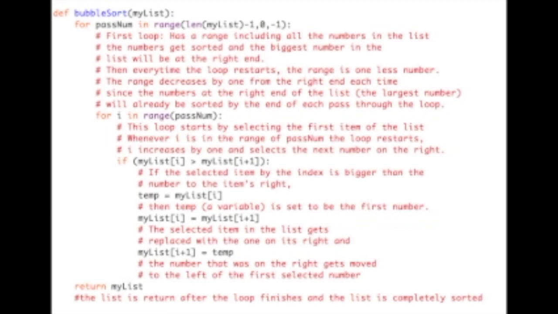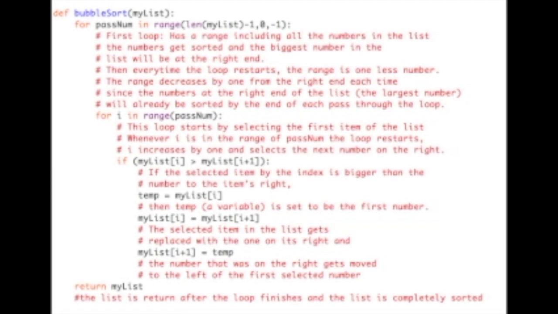So in this if statement, it's stating that if the selected item is a bigger number than the item to the selected item's right, then those two items will be switched and their positions will be switched. However, if the selected item is smaller than the object to its right, then it will not be switched.